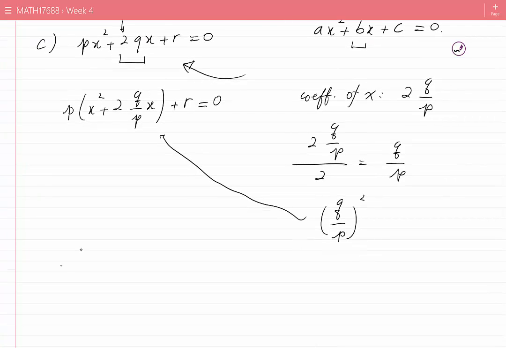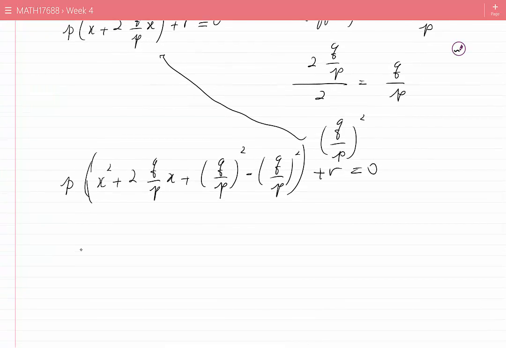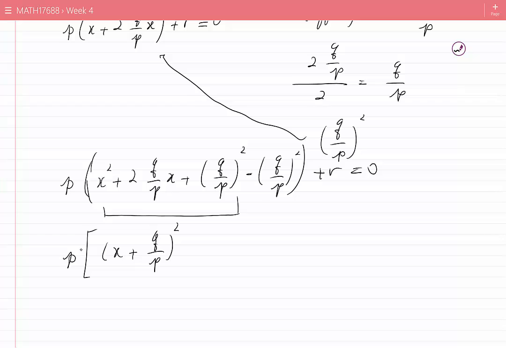Add this quantity and subtract it from inside the bracket. You would obtain p times (x squared plus 2q over p x plus (q by p) squared minus (q by p) squared) plus r is equal to 0. The first 3 terms inside the bracket would give you a complete square. You would have p times ((x plus q over p) squared, then you also have minus (q over p) squared), bracket closed, plus r, which is outside the bracket, equal to 0.